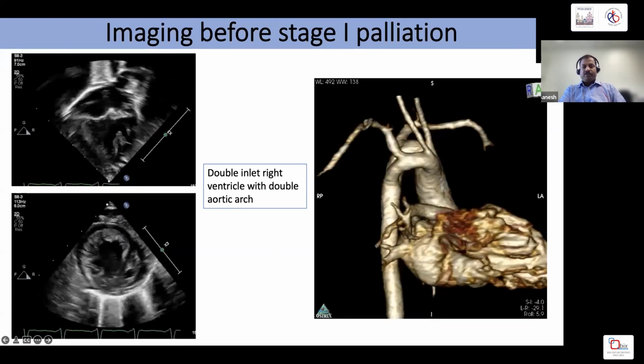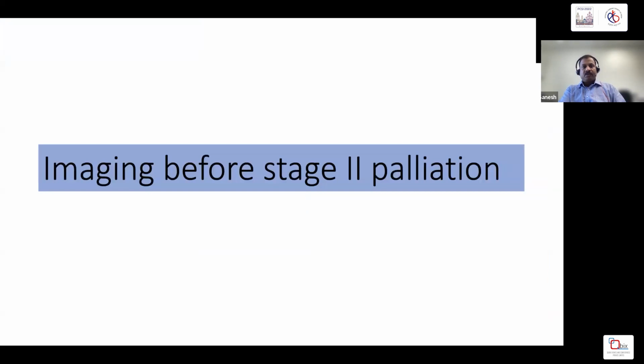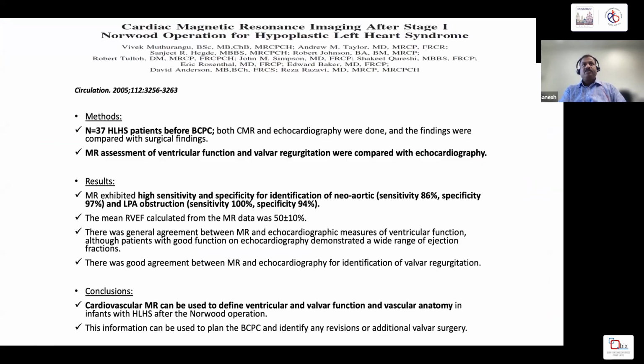Moving on to imaging before stage 2 palliation. What is the current evidence? So this study from Great Ormond Street comparing cardiac MRI and echocardiography in 37 hypoplastic left heart patients before bidirectional Glenn showed that MRI does not add significantly more than echo if ventricular function is normal. The anatomical abnormalities detected by cardiac MRI can be imaged using CT without general anesthesia, and hence our practice is to usually use the CT.